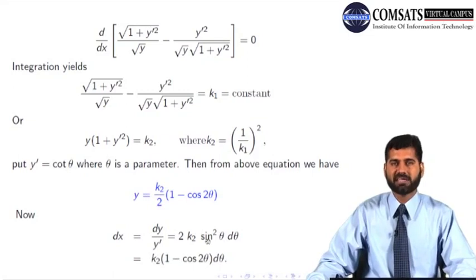Again, I'm getting sine square theta. I can write it as 1 minus cos 2 theta. So this 2 will be cancelled out. So I got the value of dx. And now if I integrate this equation, I'll get x as well.